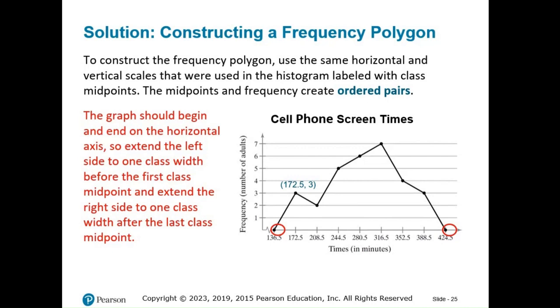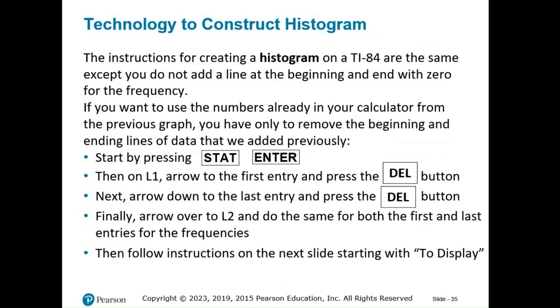Now what about a histogram? Let's learn how to do one of those on the calculator, shall we? The instructions for creating a histogram on a TI-84 are the same, except you do not add a line at the beginning and end with 0 for the frequency. In fact, if you'd like to use the numbers you entered for the previous graph, all you have to do is edit L1 and L2 to take out those entries.